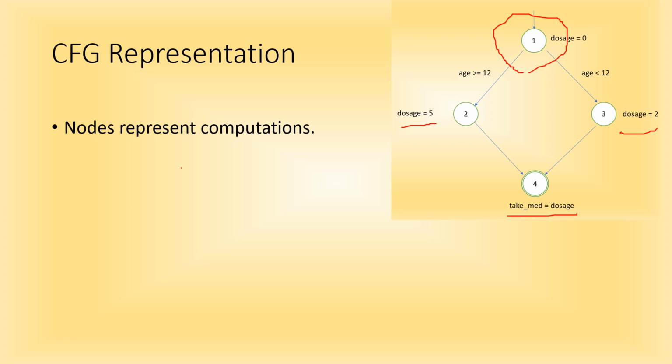But the other part of the graph is arcs. The arcs don't represent any computation. This is very important for you to remember. They represent only conditions or decisions. For example, this arc represents the condition that age is equal to or greater than 12. And this arc represents the condition that age is less than 12. So the arcs represent conditions or decisions.